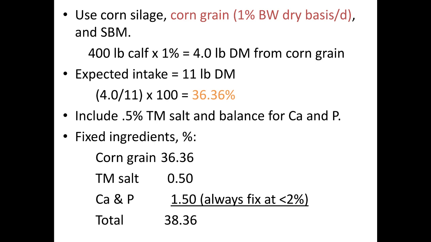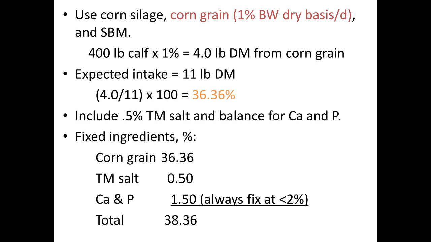Okay, so that's important for us to determine because that then determines how much of the diet we're able to use for including the other ingredients. Okay, this will make more sense in a few minutes. We're also told that we need to include a trace mineral salt at 0.5% and balance for calcium and phosphorus. So a very, very important step here is to list our fixed ingredients.